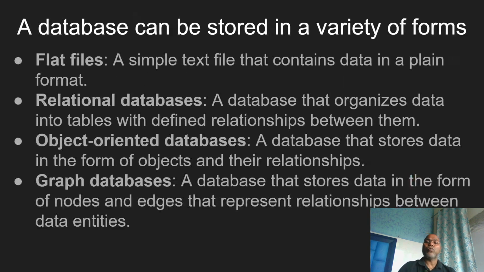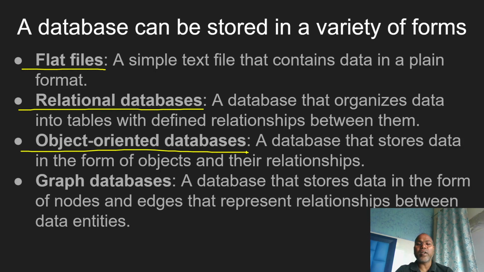Okay, so let's talk about the database. It also has a different kind of variety. Maybe someone stores data in a flat file, or maybe a relational database, maybe an object-oriented database, maybe a graph database. We are going to talk in detail about this variety of data and the corresponding different kinds of database systems we are going to use.